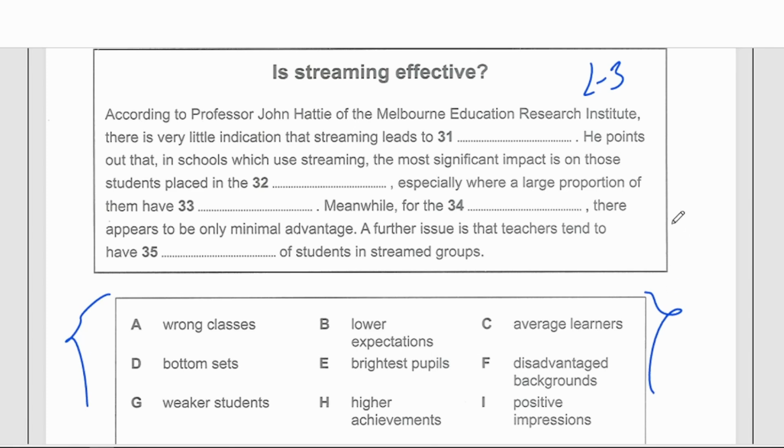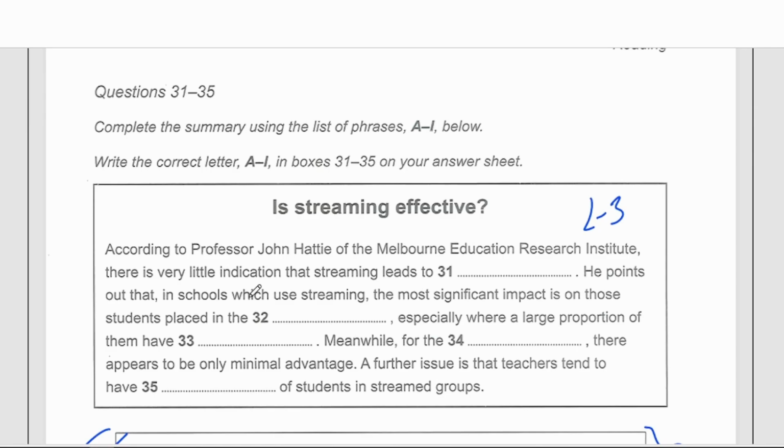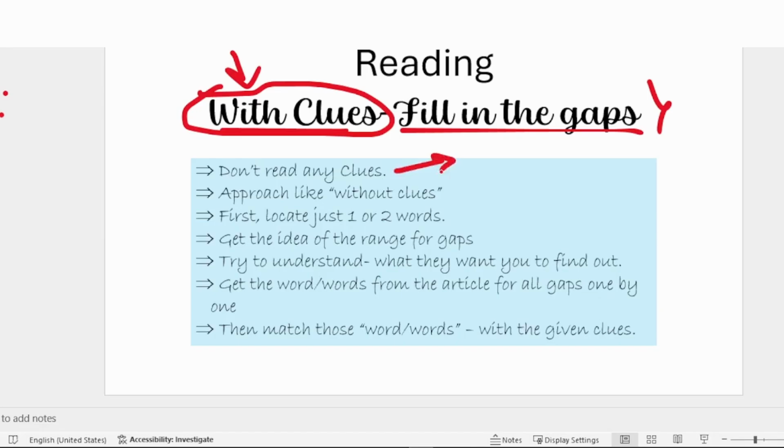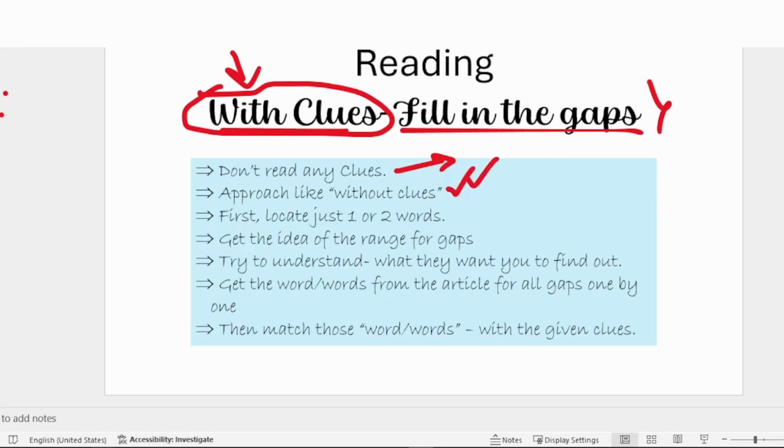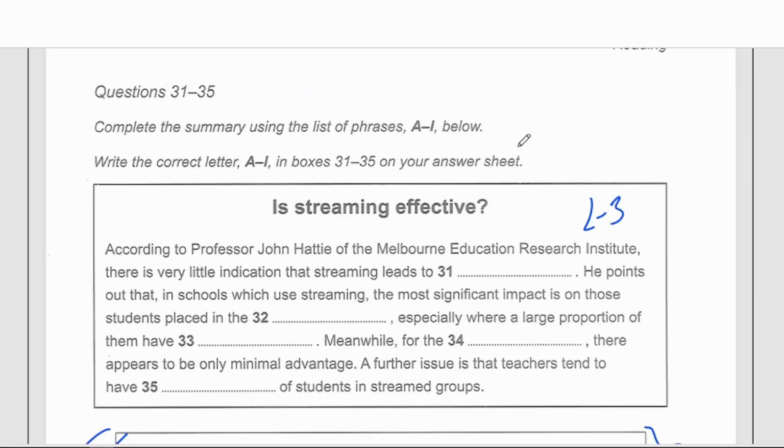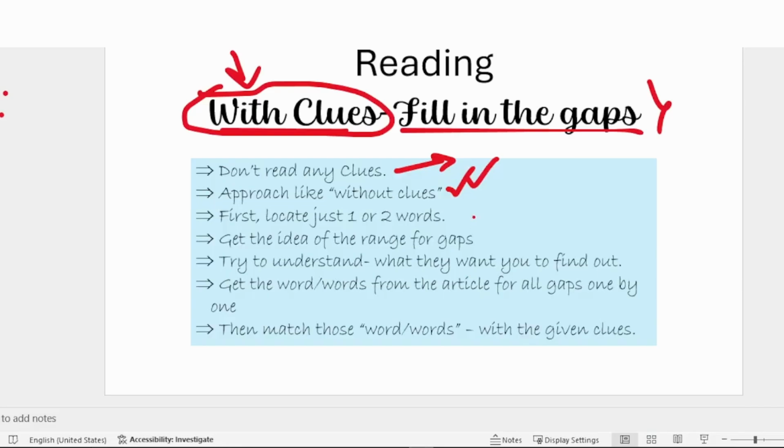So as you have the confusion with the clues and the options, don't read those up front. That's the first thing. Don't read any clues up front. When you start doing the with clues, fill in the gaps, don't read. Approach it like without clues. So you approach your fill in the gaps with clues also like without clues. Don't get confused. It's very easy. I'm going to show you.